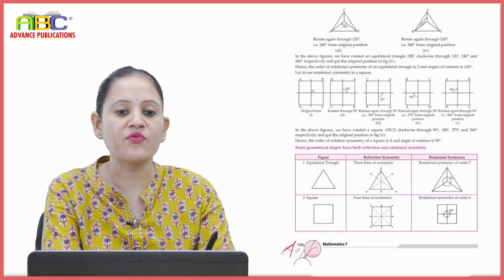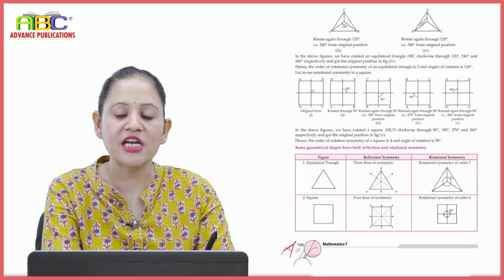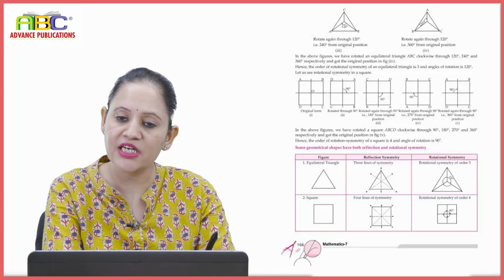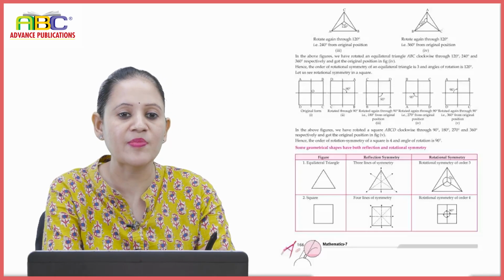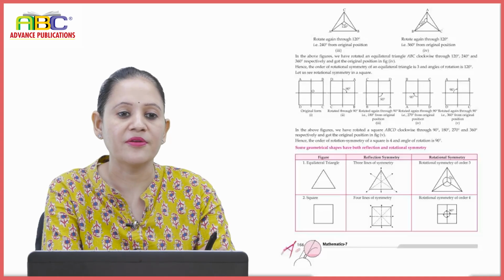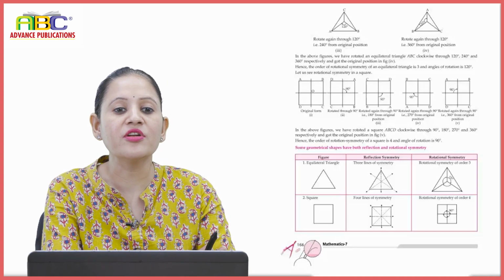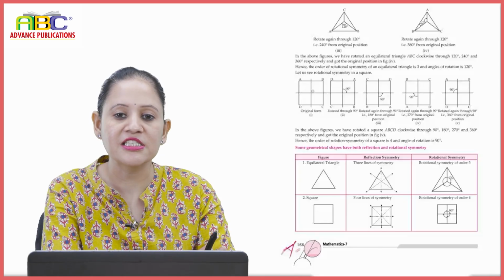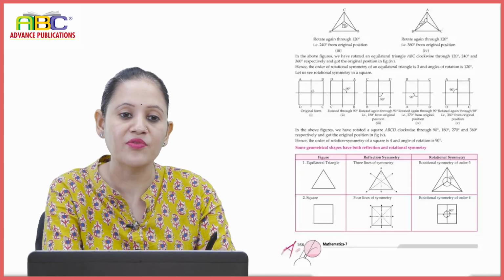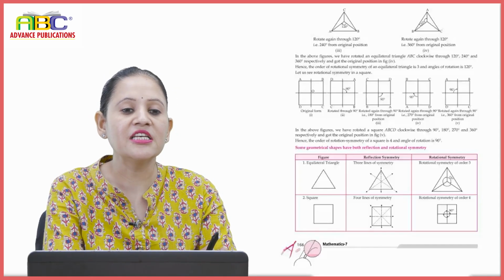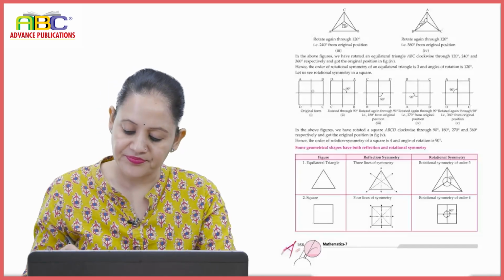So in the above figure, we have rotated the equilateral triangle ABC clockwise through 120 degrees, 240 degrees and 360 degrees respectively to get the original position. So what will the rotational symmetry be? Order of 3. Hence the order of rotational symmetry in an equilateral triangle is 3 and the angle of rotation will be 120 degrees. Let us see the rotational symmetry in a square.